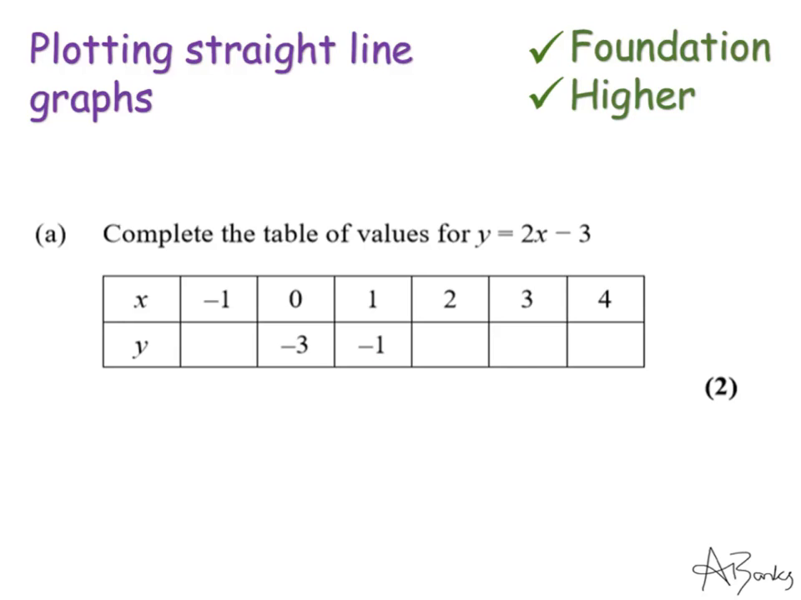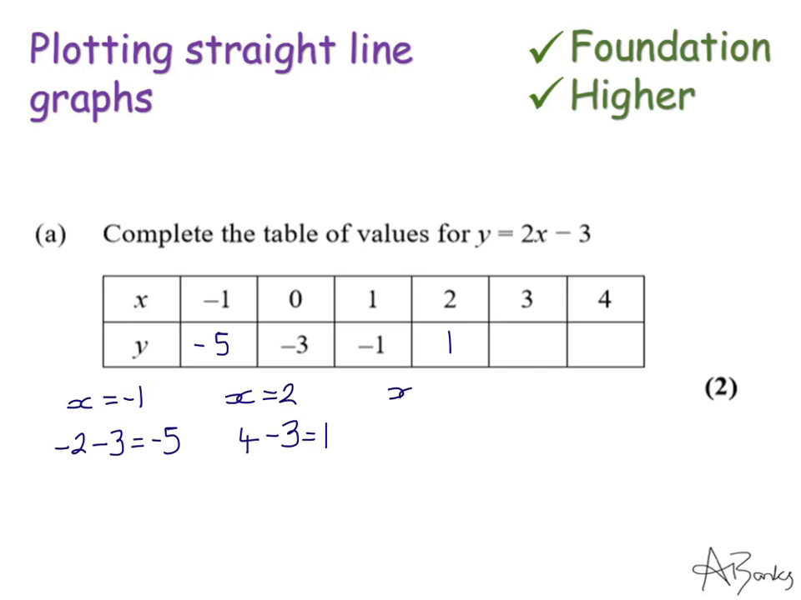So first one is x equals minus 1, and we have to find out what y is. And it says y is 2 lots of x minus 3. So here 2 lots of minus 1 is minus 2. Minus 3 is minus 5. So that's minus 5. Then when x is 2, so 2 lots of 2 is 4. Minus 3 is 1. So that's 1.